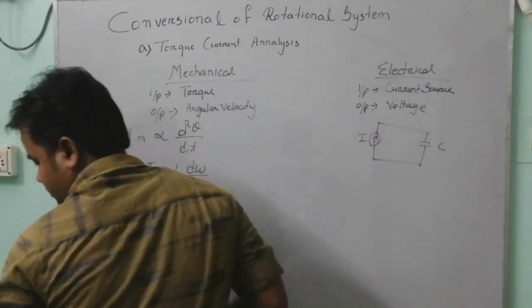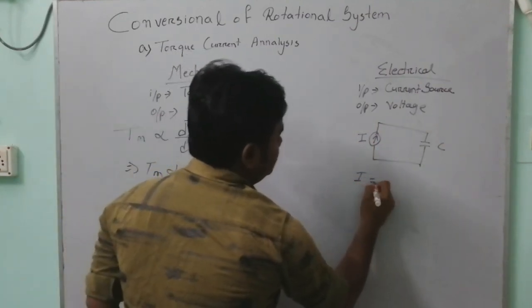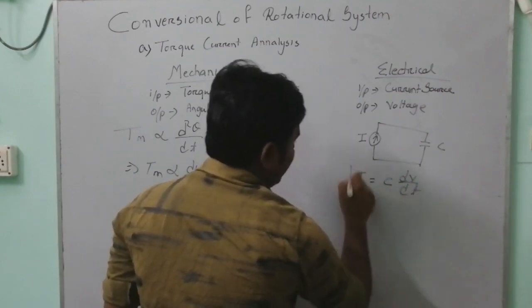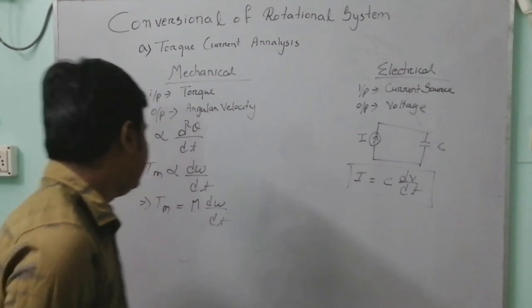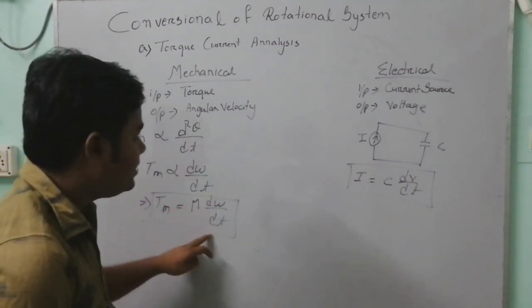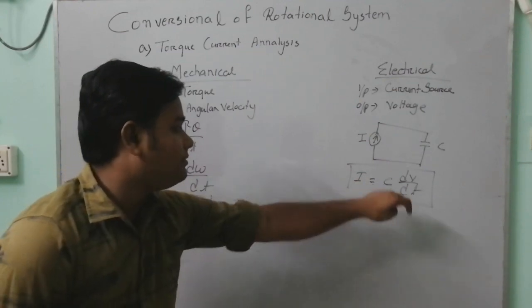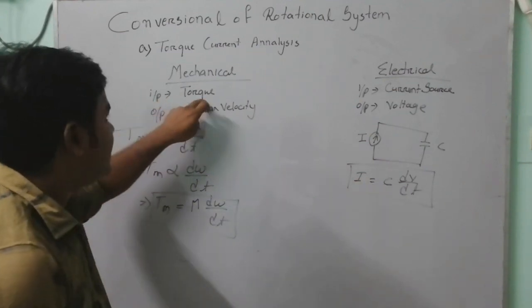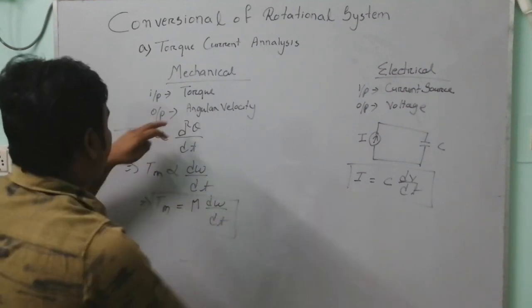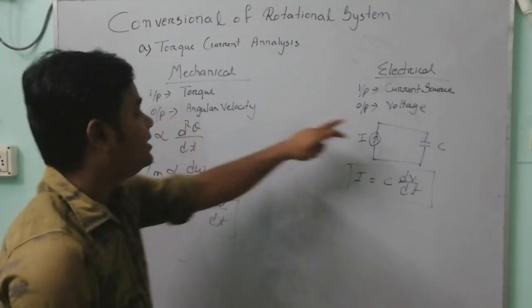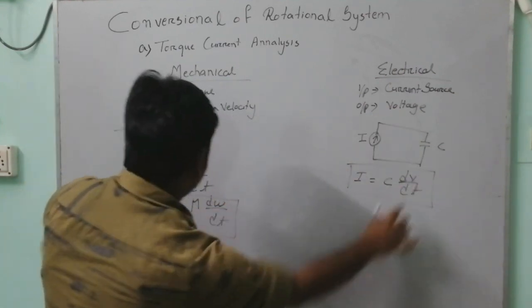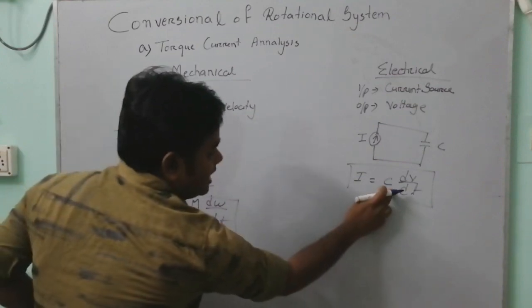So here the equation will be I is equal to C into dV by dt. The equation on the mechanical side was T of M is equal to M into d omega by dt, and here I is equal to C into dV by dt. So the input side torque is converted into the current source, that is T of M is converted into I. The output angular velocity omega is converted into voltage V, and the mass is converted into the capacitor.